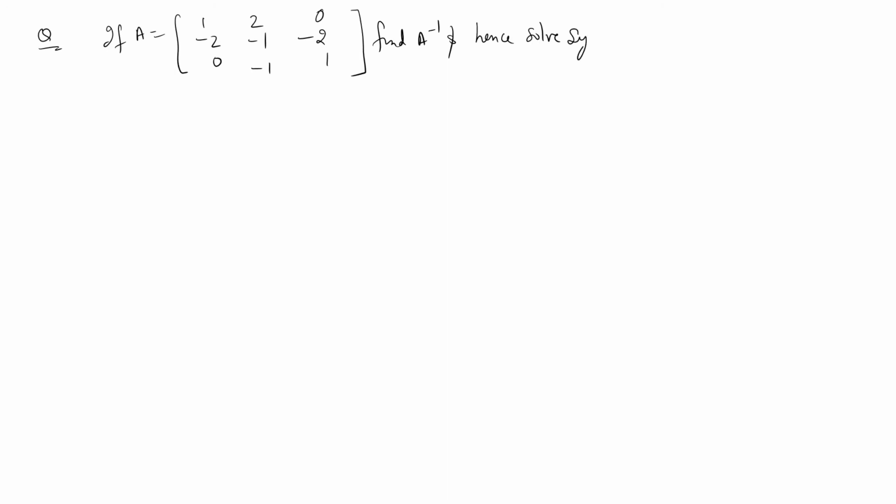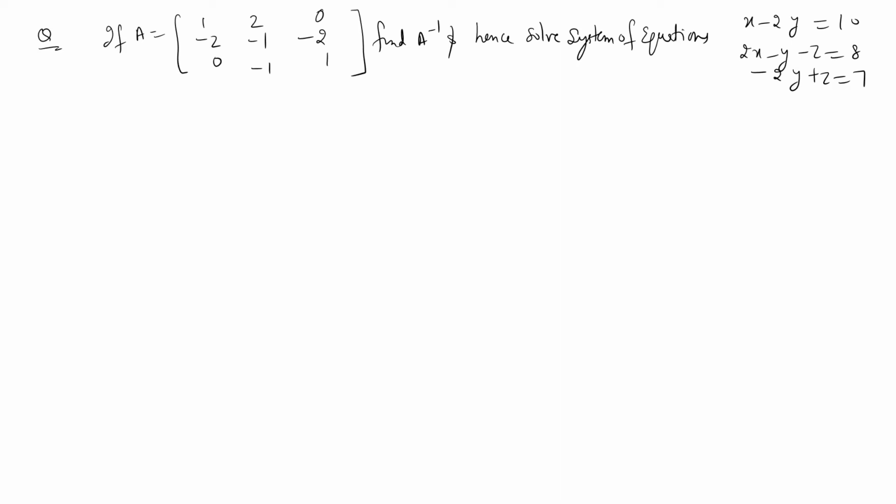Let us take one more example. If A is 1, -2, 0, 2, -1, -1, 0, -2, and 1, find A inverse and hence solve the system of equations given by x minus 2y equal to 10, 2x minus y minus z equal to 8, and minus 2y plus z is equal to 7.